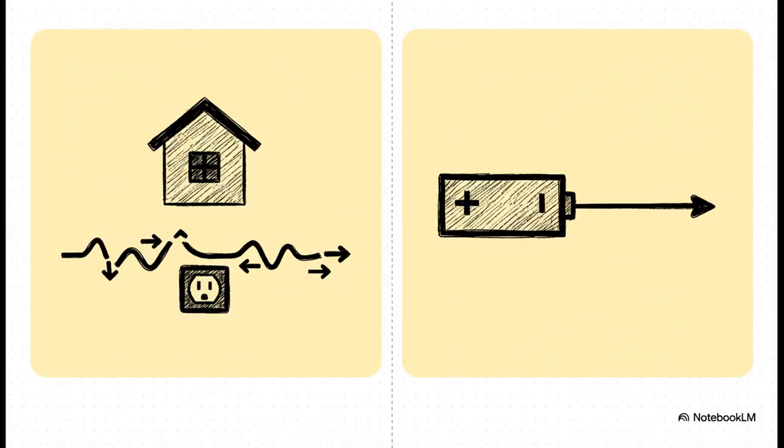So on one side, you've got direct current, or DC. Just think of a battery. It's a simple, one-way street for electricity. And on the other side, you've got the power in our homes, alternating current, or AC. Its defining feature? It is constantly, and I mean constantly, changing its mind and reversing direction.